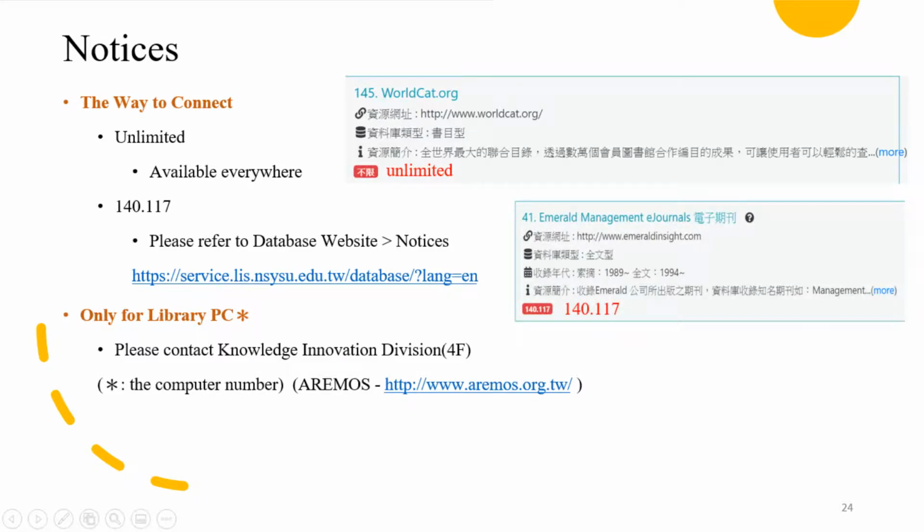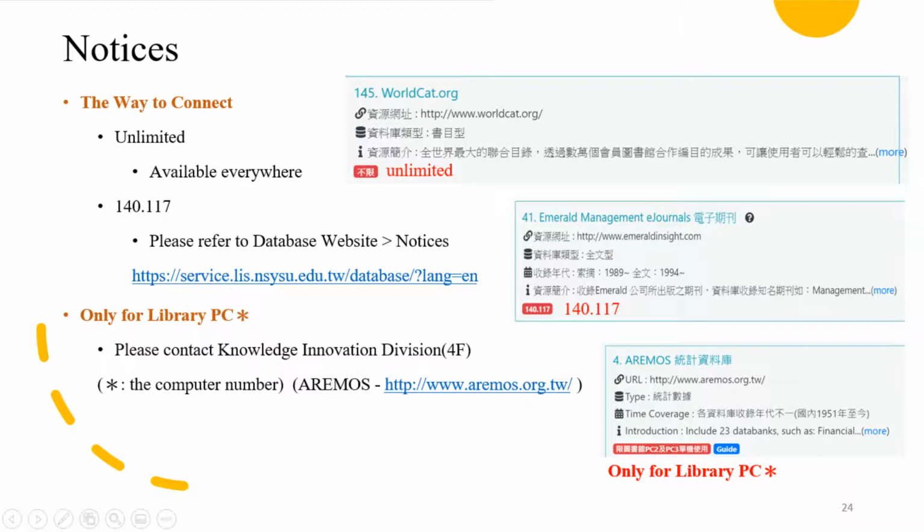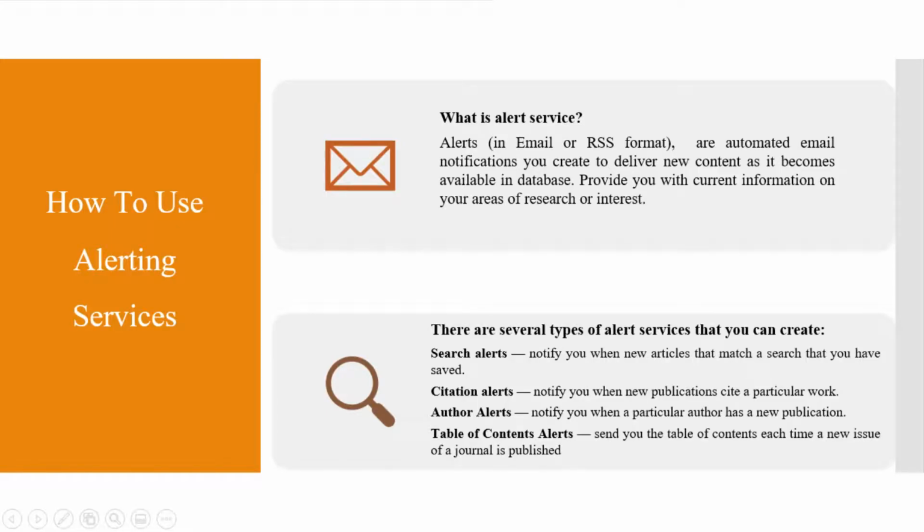140.117 means you have to use off-campus access when you use it off-campus. Moreover, we also have the database only for library PC, like RAMOS. The database alert services is quite useful for the researcher.